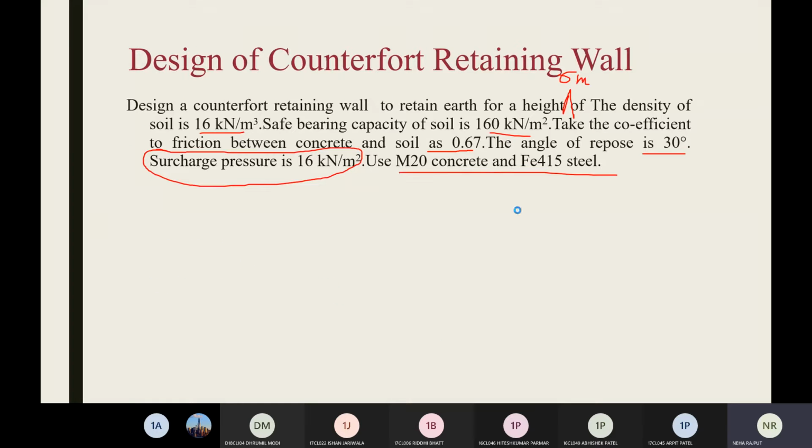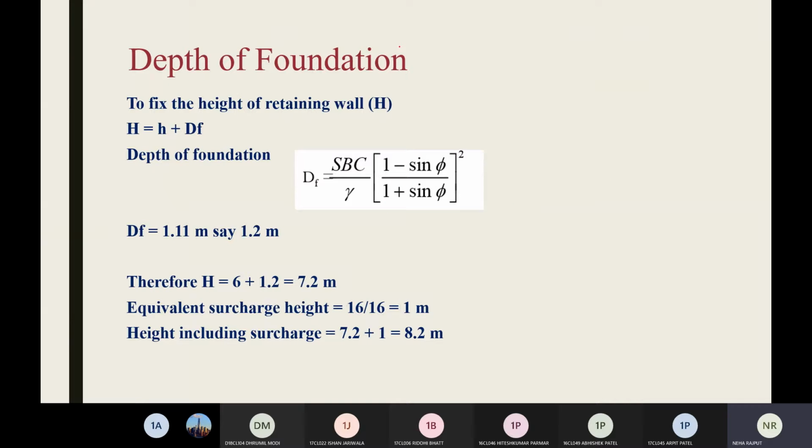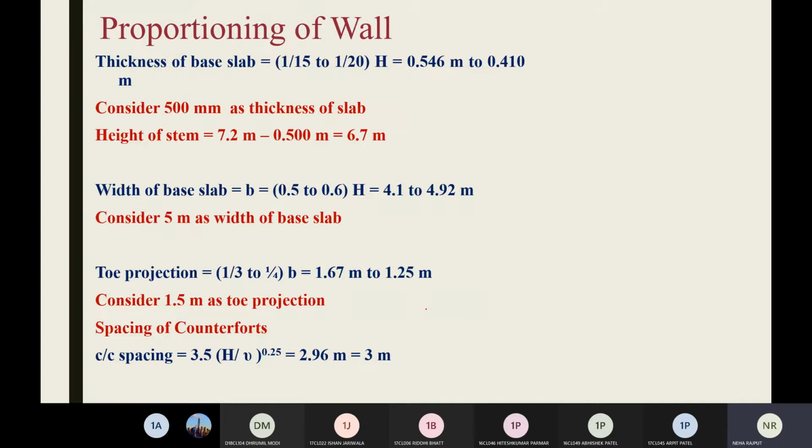So the very first thing that you need to do is to find the depth of foundation, depth of footing, that you can find by this equation. As surcharge pressure is given, so equivalent height of surcharge also you can find, and that including height of surcharge is 8.2 meter. Now this 8.2 meter value you need to use only in the proportioning of wall, not any other place in the design of counterfort retaining wall or cantilever retaining wall.